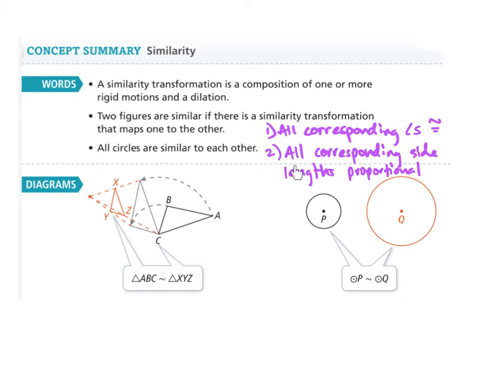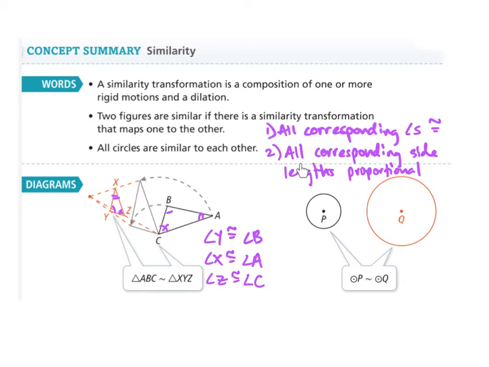So if I look at that and at this definition of similarity, what I know is that angle Y and angle B are congruent. I would know that angle X and angle A are congruent, and that angle Z and angle C are congruent. Angle Z is congruent to angle C. And so that's the first part of the definition of similarity, that all the corresponding angles are congruent.